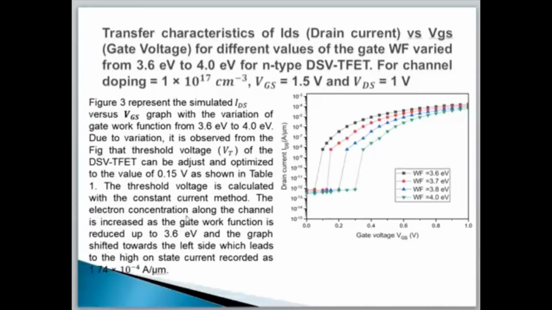The electron concentration along the channel is increased as the gate work function is reduced up to 3.6 electron volt. This will help to increase the on current. And the graph shifted toward the left side, which leads to the high on-state current recorded as 1.74 into 10 raised to power minus 4 ampere per micrometer.